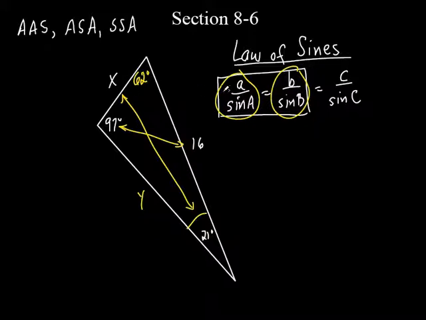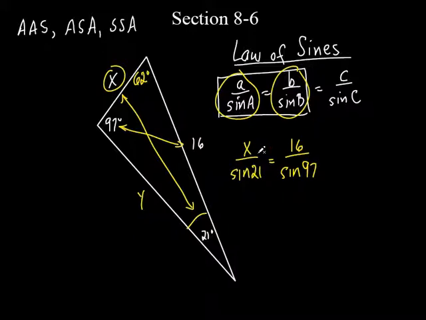So how are we going to set this thing up? Let's put the x on the top. So it's going to be x over the sine of what? The angle opposite x. What's the angle opposite side x? 21 degrees. Equals what? B over sine of B. So do I know one of my other sides? Yep, 16. And over the sine of the angle that's opposite 16, which is 97. You've set it up, and now you can solve for x.